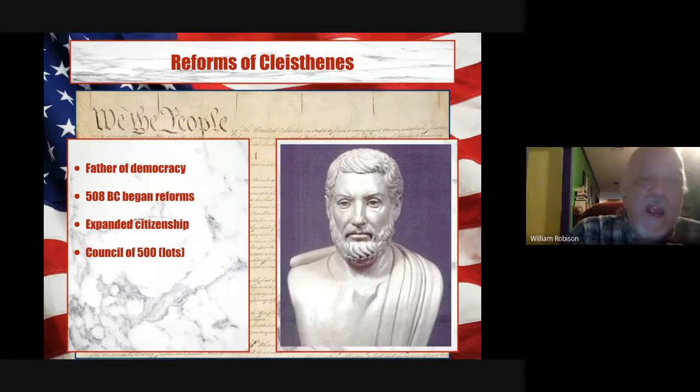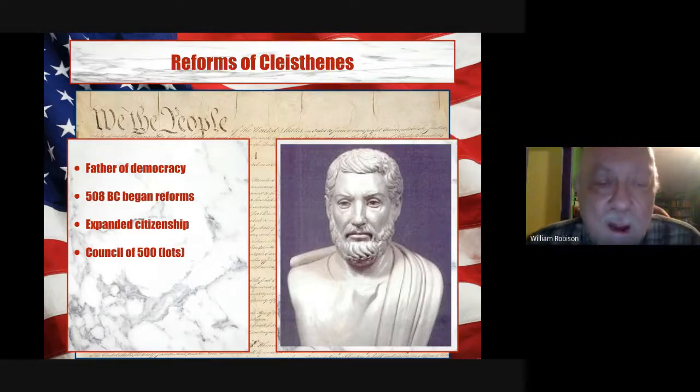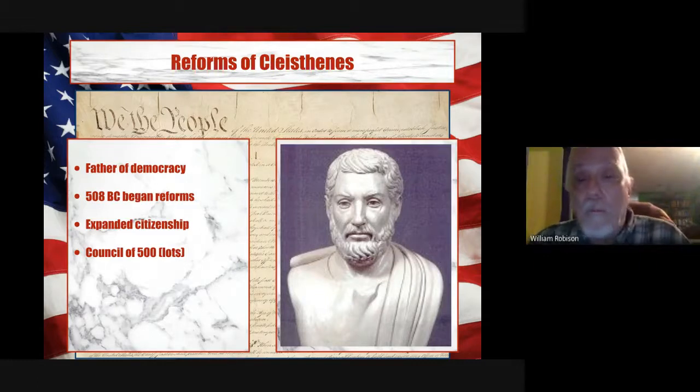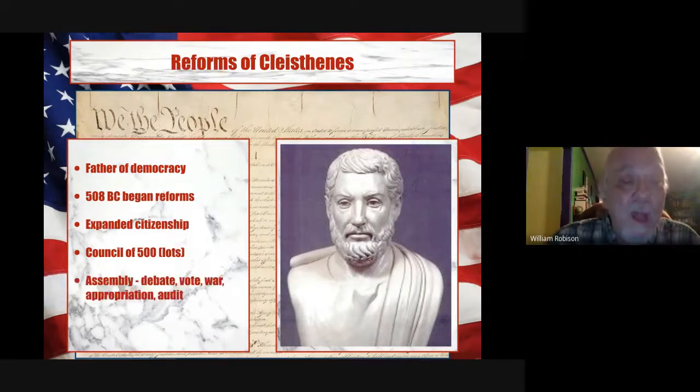Rather than having candidates run for a position on the council of 500 and everybody vote, all the adult male citizens drew lots. That is, they had a lottery. And the 500 people who got the right draw became members of the council for the next year. Not sure that's all that terribly bad an idea. But anyway, that's how they did it.